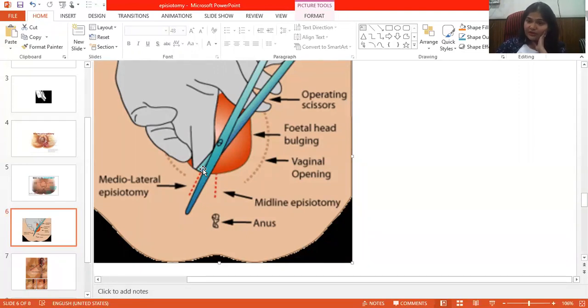So you wait for some time, let it act, and then at the time of crowning, you just give a cut. While giving the cut, this part will go inside the vagina, and this sharp part will go in the skin. So this goes inside the vagina, this part goes here. And when you cut, you are going to give a 2 to 3 centimeter cut.